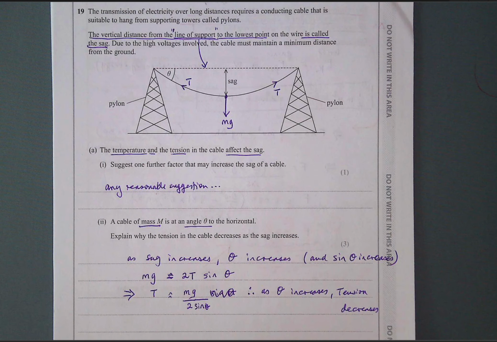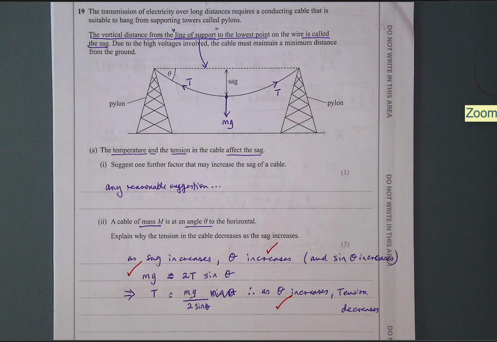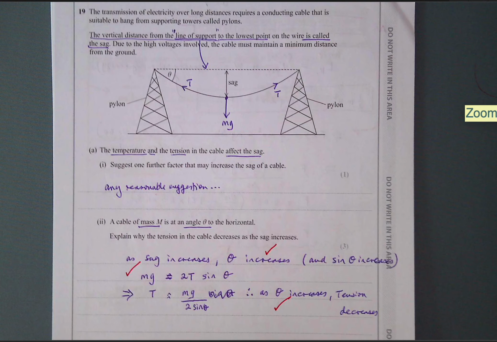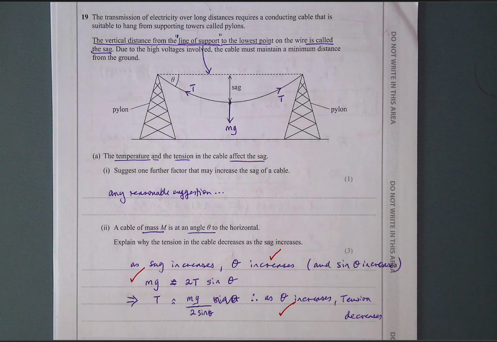Okay? We'd have to look at the mark scheme to see how the marks are awarded. Basically, 1 mark for this, definitely. 1 mark for doing the inverse proportion, and 1 mark, I suppose, for realizing that there is the natural correlation, that as theta increases, the sag increases. Okay, so that's 19 part A.